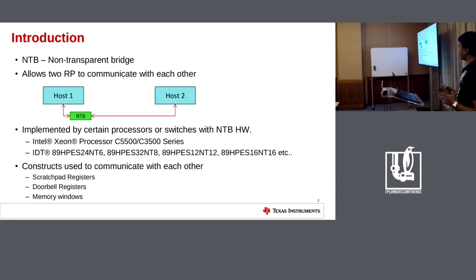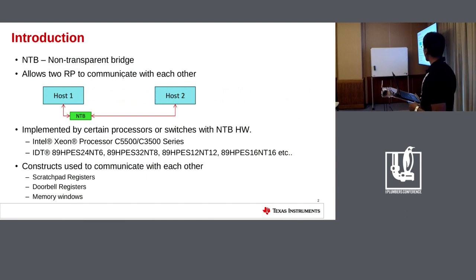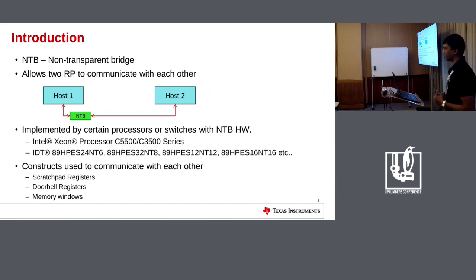The NTB device also exposes a type 0 configuration space header, which is similar to that of an endpoint, whereas the root ports and the switches usually have a type 1 configuration space header. NTB is implemented by some of the Intel processors, AMD processors, and there are some switches which actually implement NTB. The NTB provides three primary constructs using which the hosts on either side of the bridge can communicate with each other: the scratchpad registers, the doorbell registers, and the memory windows.